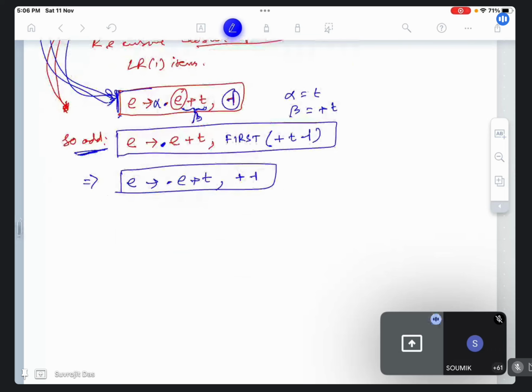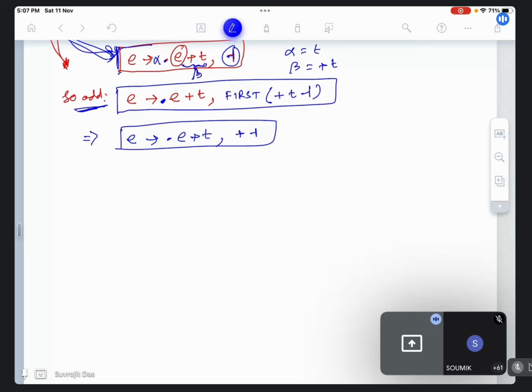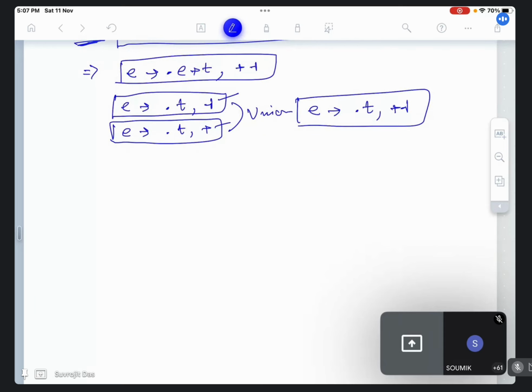Okay, similarly, you can apply this in similar fashion to generate E goes to dot T followed by the right hand marker, and also you can generate items like E goes to dot T plus. And see, these are two different LR1 items. Why? Because the production and the dot are same, but the lookahead symbols are different. Take a union to have E goes to dot T plus right hand marker. So this is one composite LR1 item that you have.